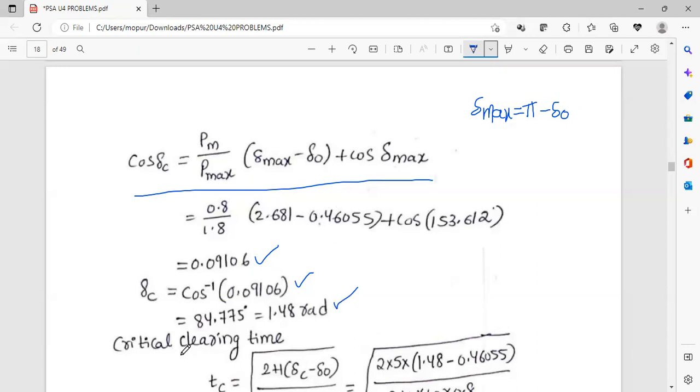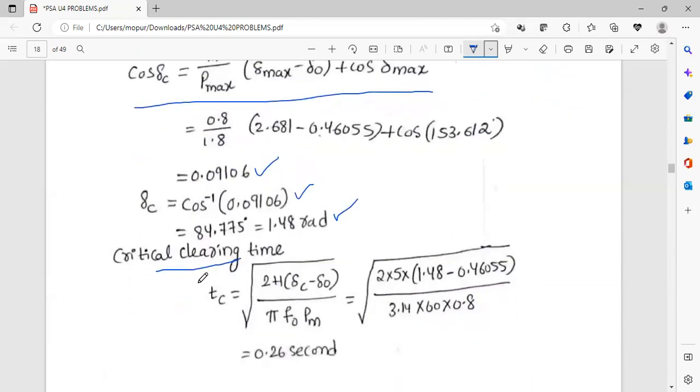Now the critical fault clearing time. This is the critical fault clearing angle del C. For the critical fault clearing time, you have a formula. This is the formula for the critical fault clearing time, TC. TC is equal to the square root of 2H into del C minus del naught by pi F naught into Pm, where H is given in the problem.